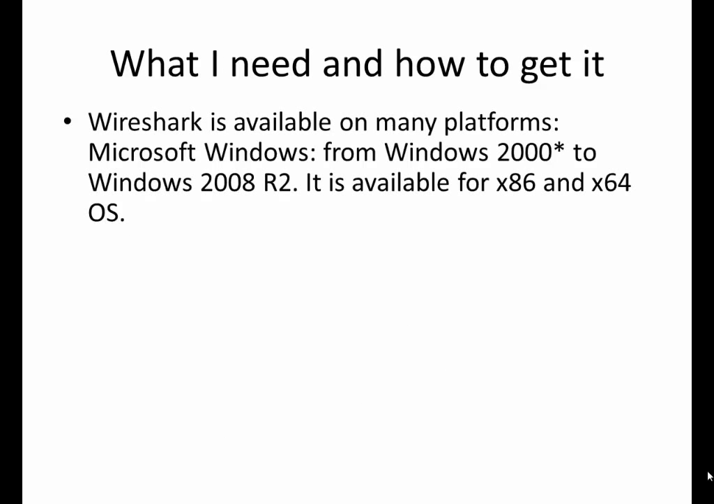So what do you need and how can you get it? Wireshark is available for free on many platforms. You can find even the source code of it, because it's open source, but you normally want to download the already pre-compiled binaries. You will find binaries from Windows 2000, I bet they should still be around, to Windows 2008 R2. It works even on the most recent operating systems.